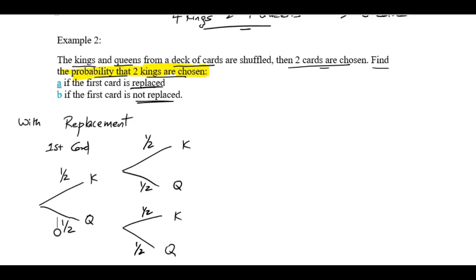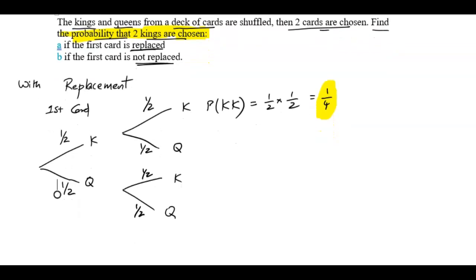So the chances of 2 kings being chosen is going to be equal to a half times half, right? That is just simply equal to a quarter. Right, and that completes this particular question, and that's the answer to this first part of this question. Now what if the first card was not replaced?